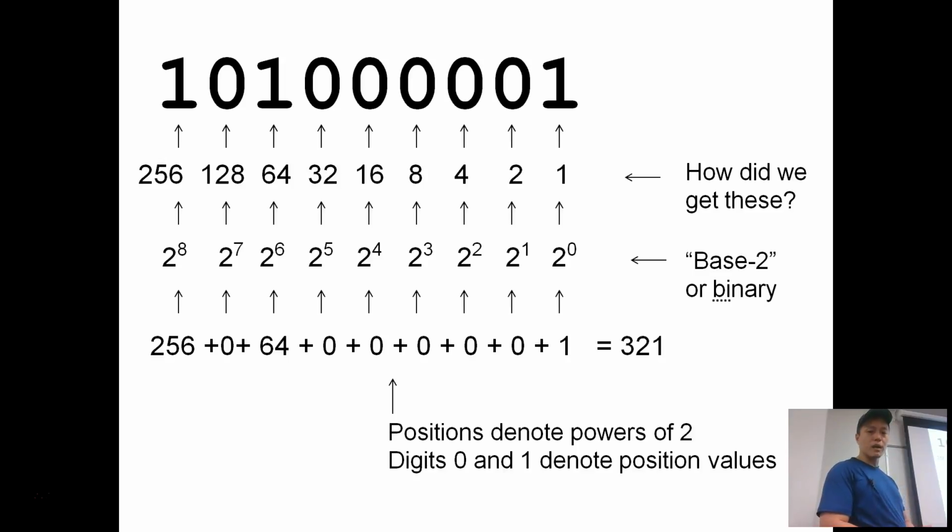So positions denote powers of 2. Digits 0 and 1 denote position values. You notice in base 10, I needed 10 digits to represent a digit location. In base 2, I only need 2 digits, 0 or 1. All right.